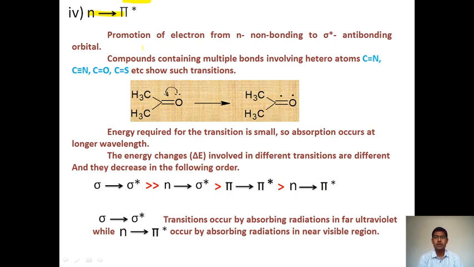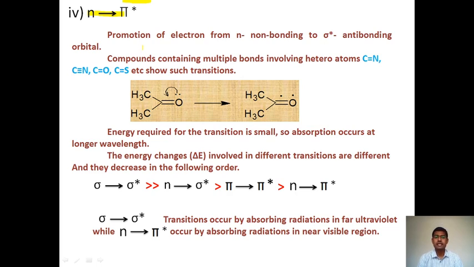Since there is a pi bond in your molecule, there is a pi star anti-bonding orbital, and hence there is a possibility of transition of n non-bonding electrons, the lone pair of electrons of the heteroatom, from the n non-bonding orbital to the pi star anti-bonding orbital. The energy required for such a transition is very low, so absorption occurs at longer wavelength.